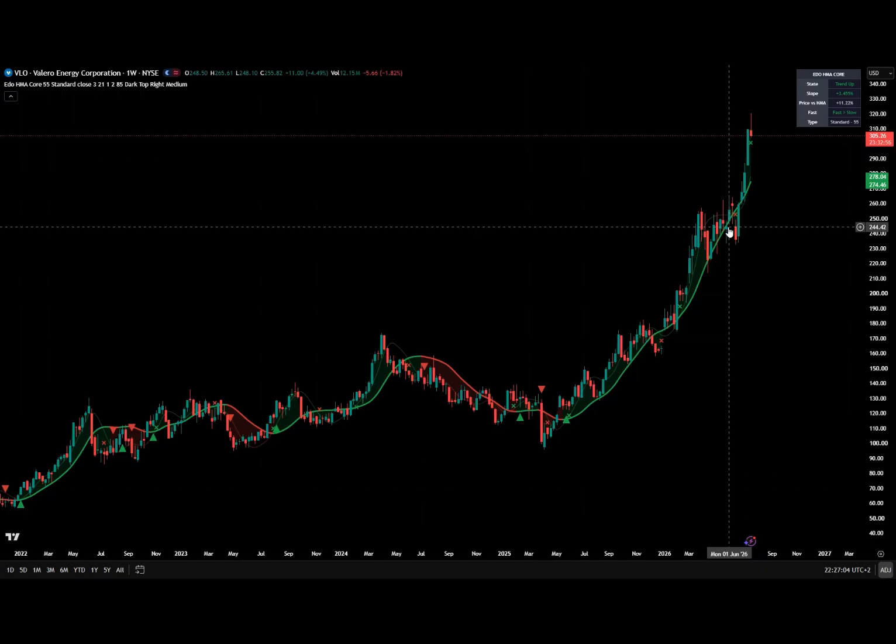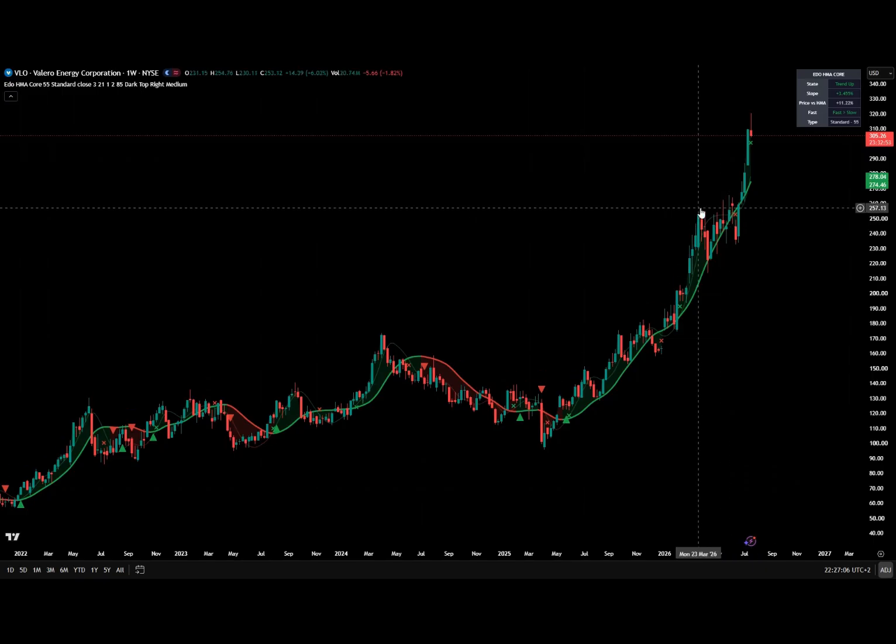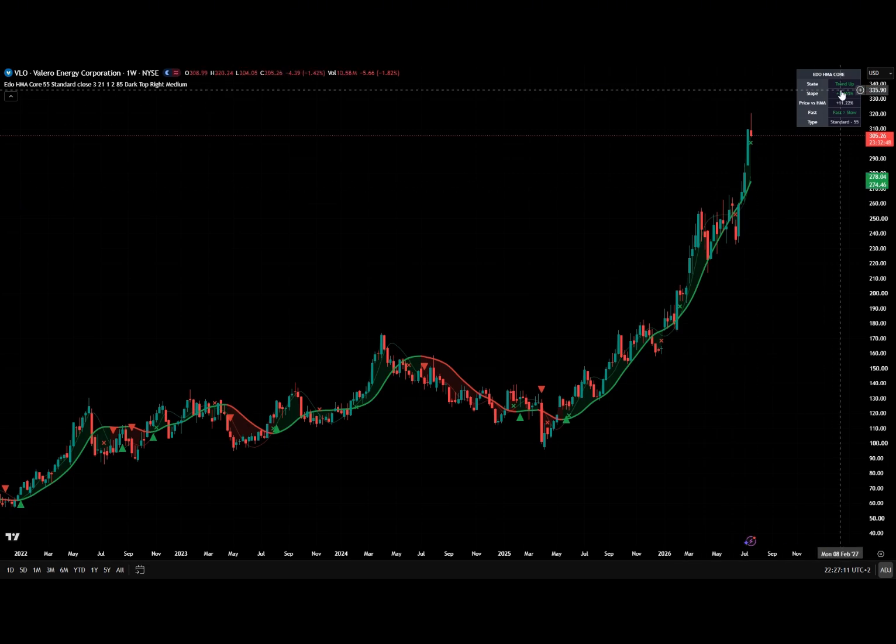You are not reading a number here. You are reading the color of a line that turns early. Right now it is green and steep, and the slope in the panel is over 3%.